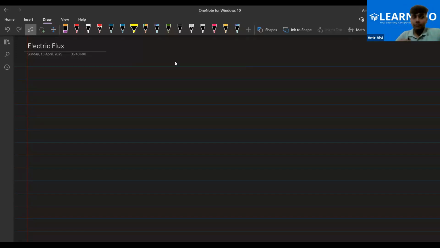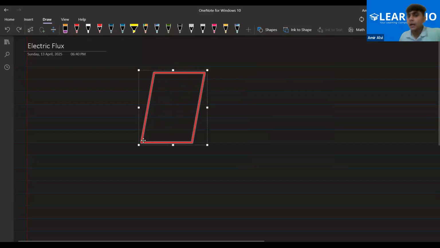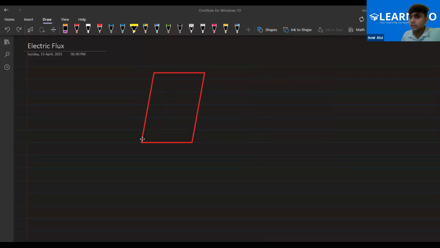Now the next thing related to the electric field lines is called electric flux. So what is electric flux? Let me give you an idea. Suppose that this is a kind of surface. Is that clear? Yes, sir. So if this is a surface, that means this is the total area inside this box. Yes or no?